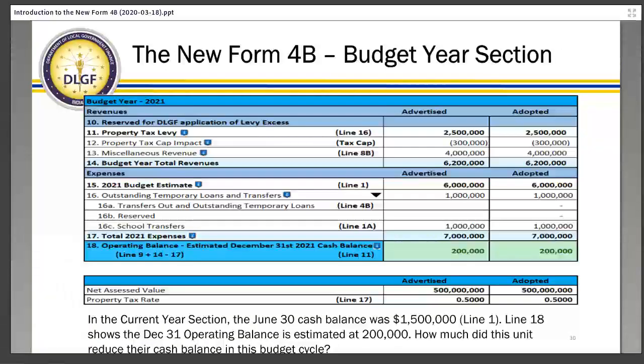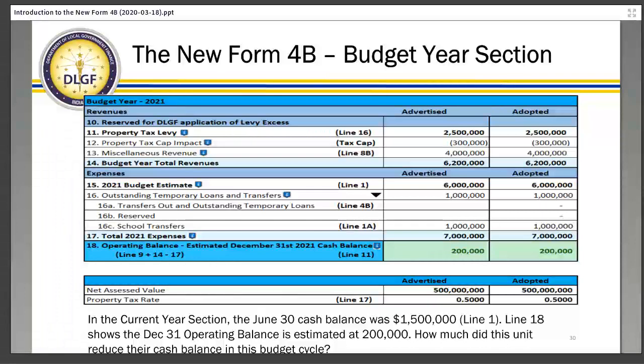Okay, so let's go back to the full template for the budget year section. In this example, line 1 was the June 30th cash balance of $1.5 million. We knew that they were going to spend $500,000 more than they brought in, which would leave them a cash balance of $1 million as of December 31st of 2020.